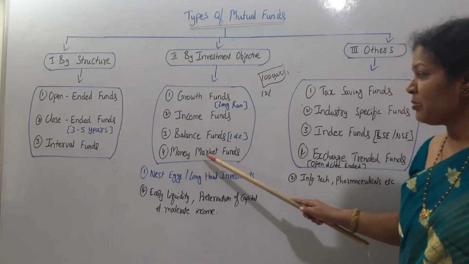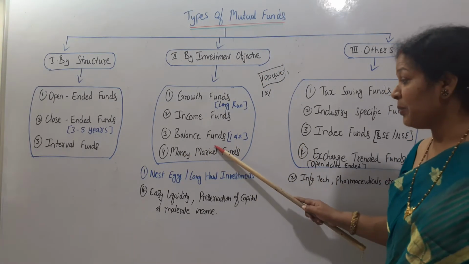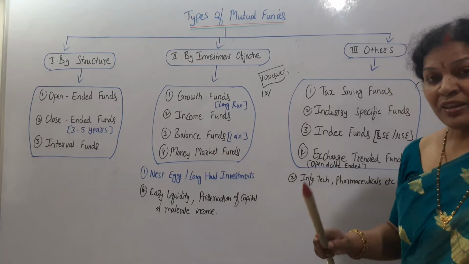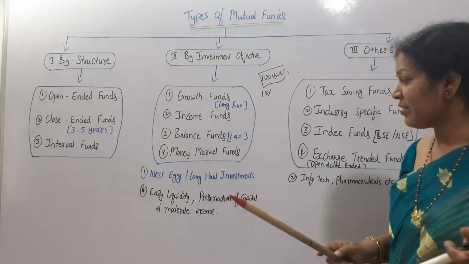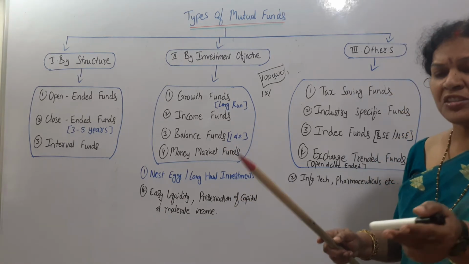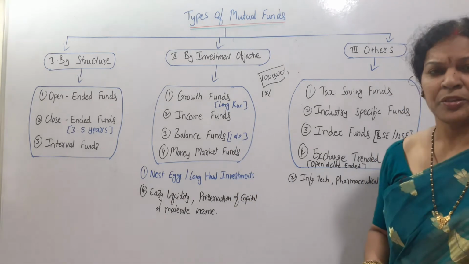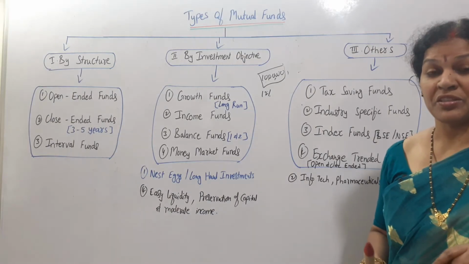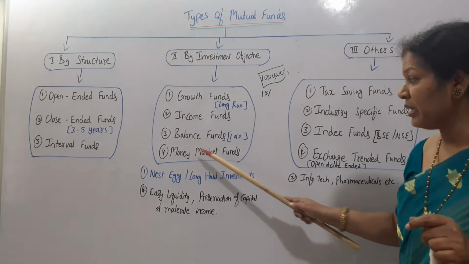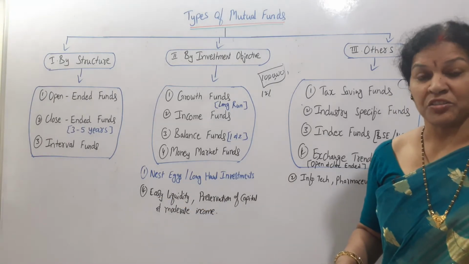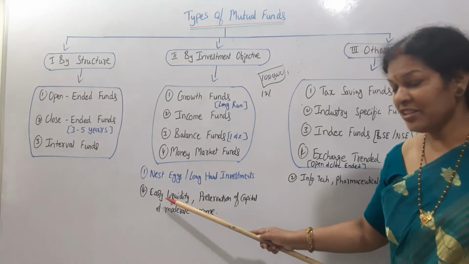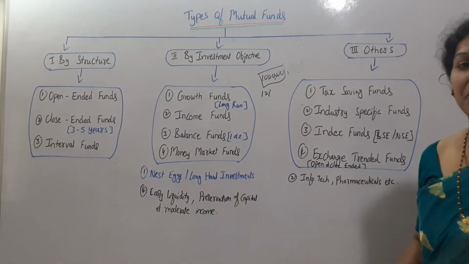And the fourth one is money market funds. These money market funds invest in particular areas, say, for example, companies which are having lots of growth. And the main characteristic of money market funds is easy liquidity. Anytime you can encash it. There is no restriction at all.